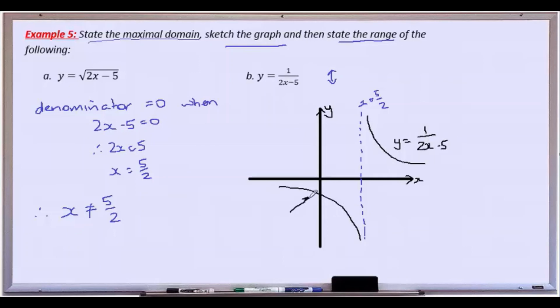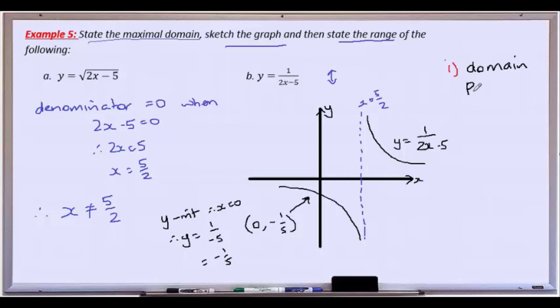And remember, I'll need to find my y-intercept. So let's do that. My y-intercept is where x equals 0. So therefore y equals 1 over negative 5 or negative 1/5. So again, we'll write these down as coordinates, and I have my y-intercept. So now let's make sure we've answered the question. 1. The maximal domain is actually all numbers, but not including 5 on 2. So I'm going to write that as real numbers, not including 5 over 2. And that's probably the best way to do that.